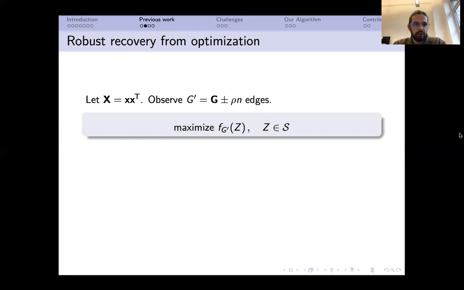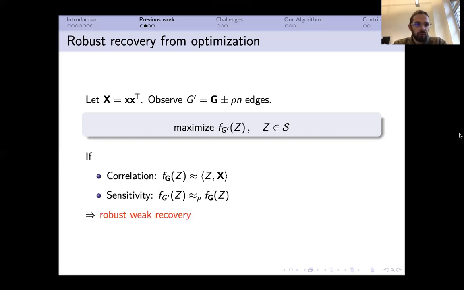Okay, so I want to phrase the problem as an optimization problem. Here I'm going to use capital X to denote the community matrix. And recall we're given a graph G prime, which is a perturbed version of a graph from the stochastic block model. In the optimization problem, we have some function, f of G prime or f of G, and we're trying to maximize it over a set of matrices S. And we should think of this as a set of matrices over which we can optimize efficiently.